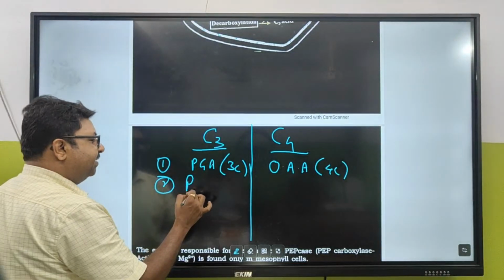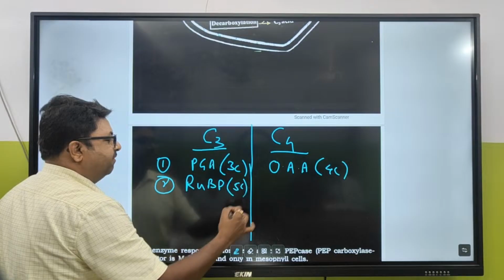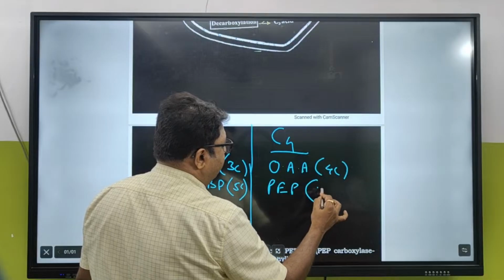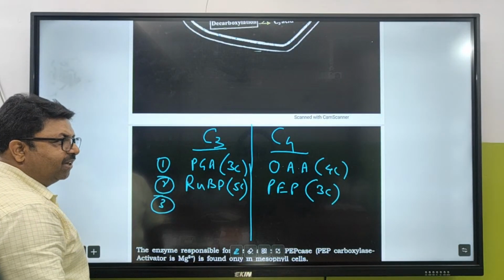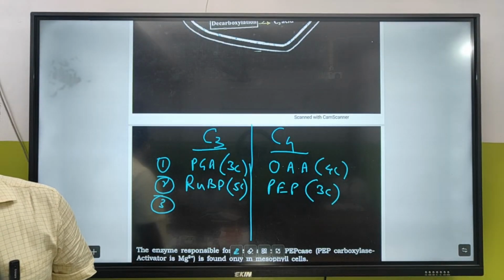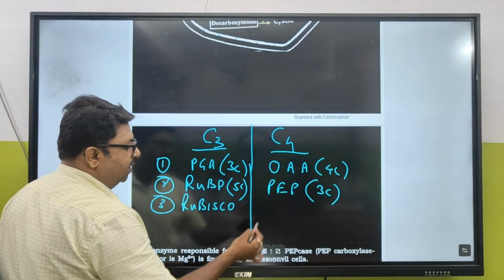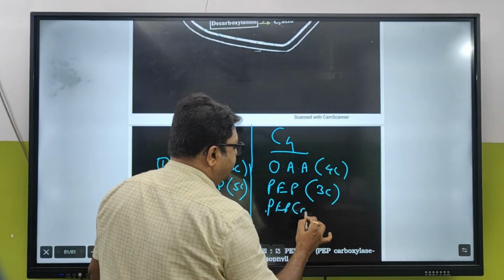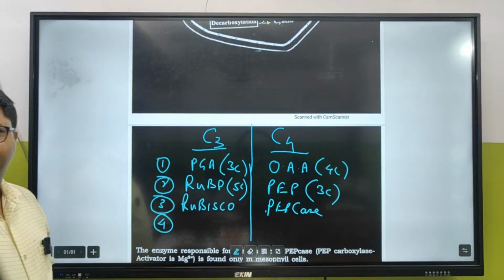What is the name of the acceptor? RuBP. How many carbons? 5 carbons. In C4, the carbon acceptor is PEP. How many carbons? 3 carbons. Third, tell me the enzyme. Rubisco. The enzyme is Rubisco. What is the name of the enzyme here? PEPcase. And tell me more.